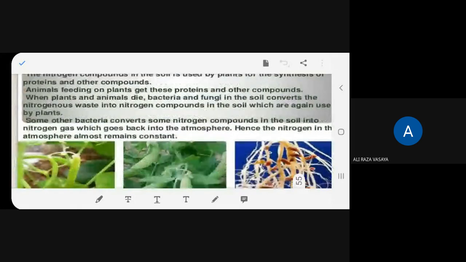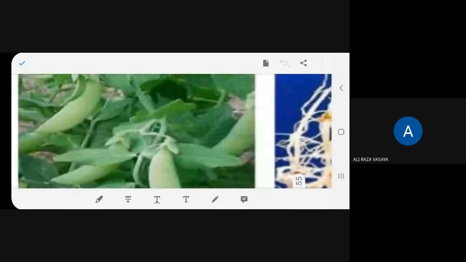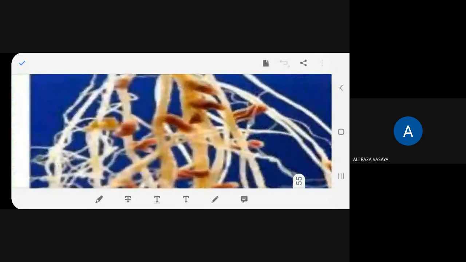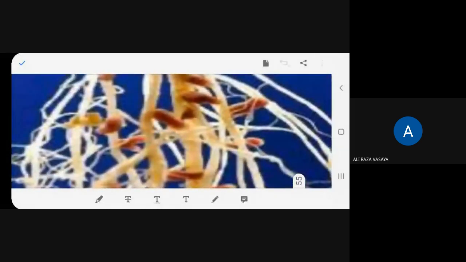Now, this is what I want to show you. These are pea plants. Can you see this? This is a pea plant, right? And on the root of the pea plant, you have these. These are the nodules. What are they? These are the nodules. Got it?